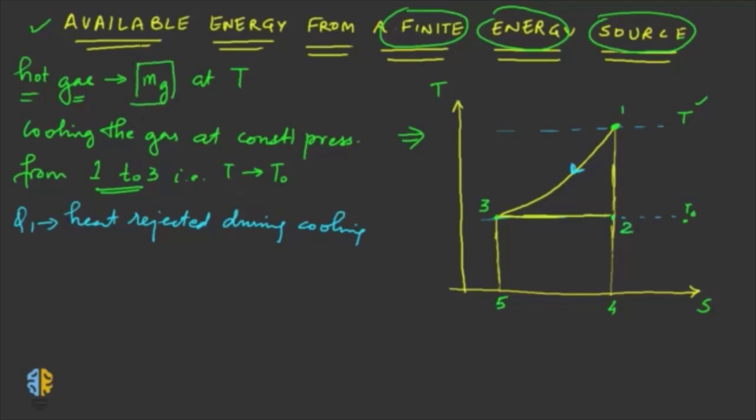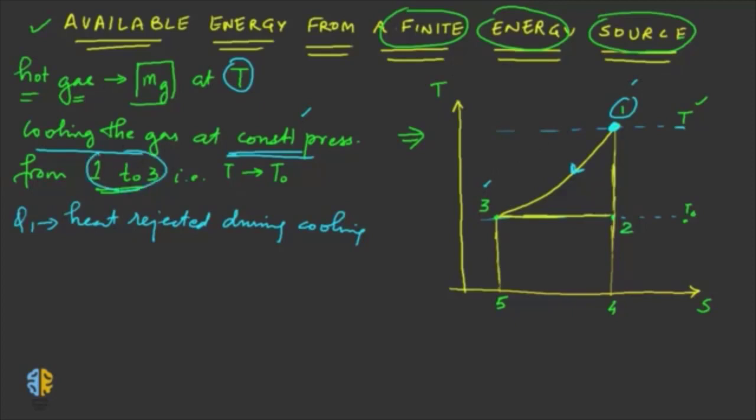Now this mass of hot gas is at temperature T. So this state 1 is representing the mass of hot gas at temperature T. This is the state of the hot gas. And now what we are doing is cooling this gas at constant pressure, from state 1 to state 3.